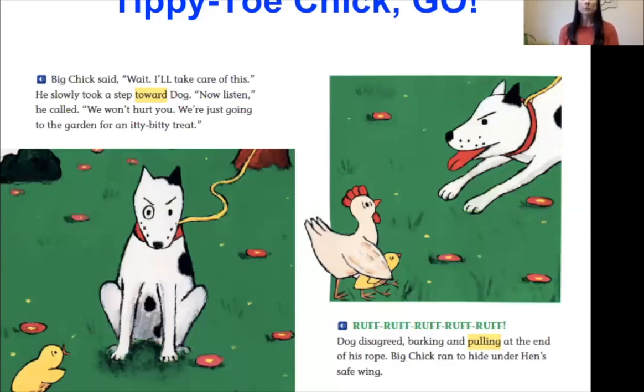Ruff, ruff, ruff, ruff, ruff. Dog disagreed, barking and pulling at the end of his rope. Big Chick ran to hide under Hen's safe wing.